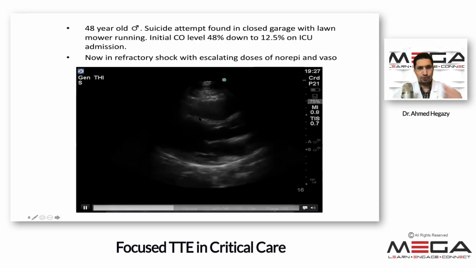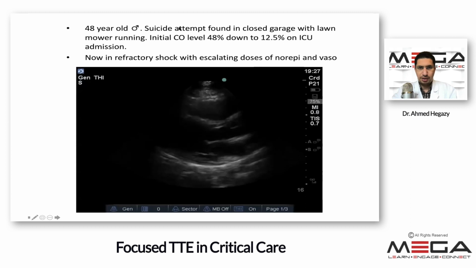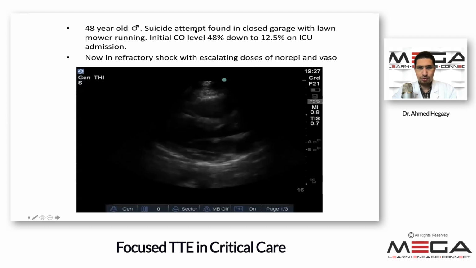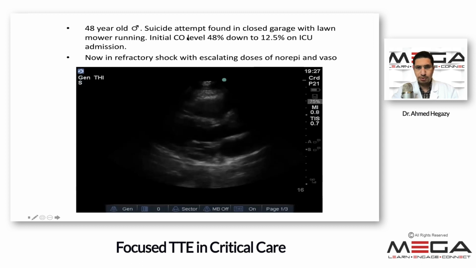Another case here, we've got a 48-year-old gentleman who basically tried to commit suicide. He had a history of major depression disorder and closed his garage door and started the lawnmower running, and presented to the emergency department with carbon monoxide toxicity. His initial carbon monoxide level was 48% in emerge. So that is 48% carboxyhemoglobin. This is a very high level.